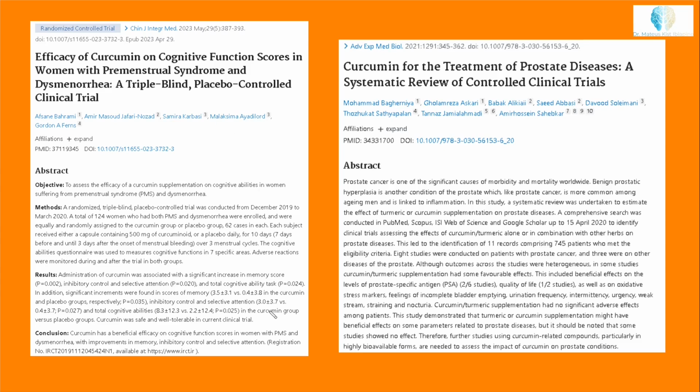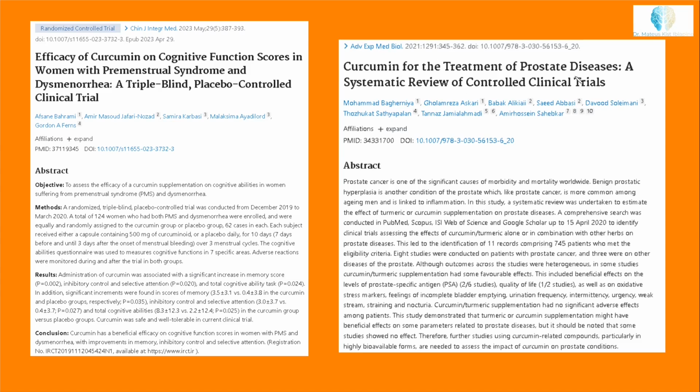And what they found was that in this study, the administration of curcumin had benefits on memory, on inhibitory control, on attention, and on total cognitive ability. And that curcumin was safe and well tolerated in these patients.